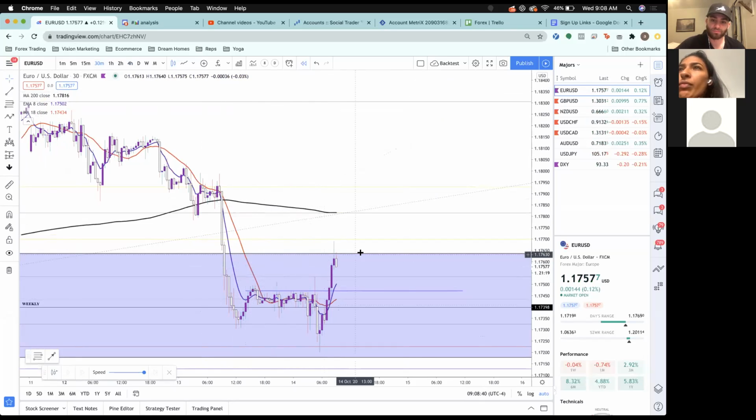We need to see more bullish structure here. We need to see a pullback. We need to see a higher low form. So we need to find support. I wouldn't just buy right now. We need to see a retest. We need to see a retest and rejection.